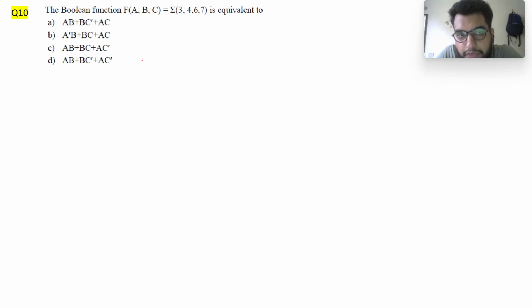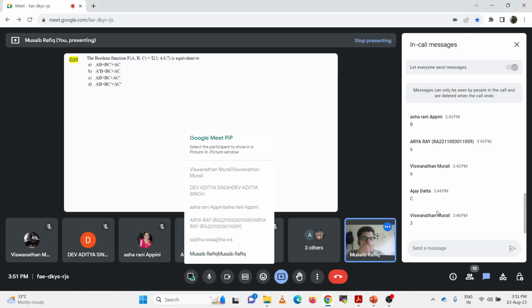is equivalent to. So carefully read the question again. The Boolean function f of a, b, c, minterms 3, 4, 6, 7, is equivalent to, and also read the options. Option A is AB plus BC dash plus AC. Option B is A dash B plus BC plus AC. Option C is AB plus BC plus AC dash, and option D is AB plus BC dash plus AC dash. So kindly do it and write down your answers.